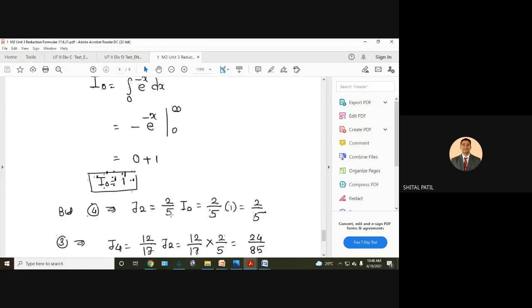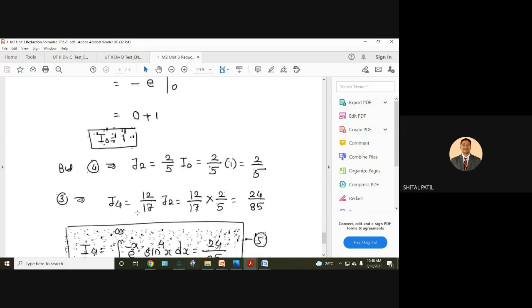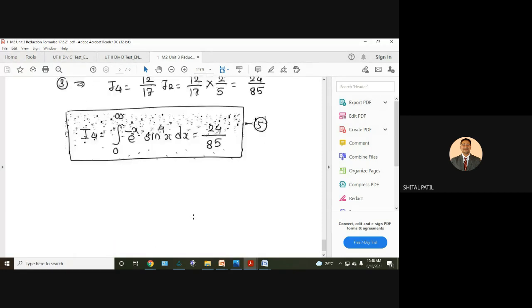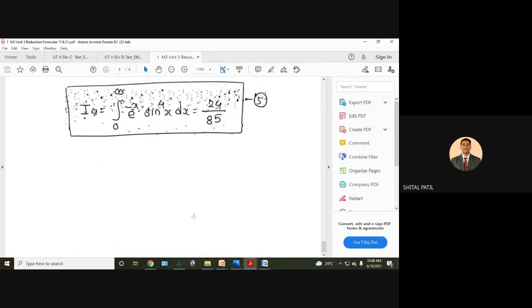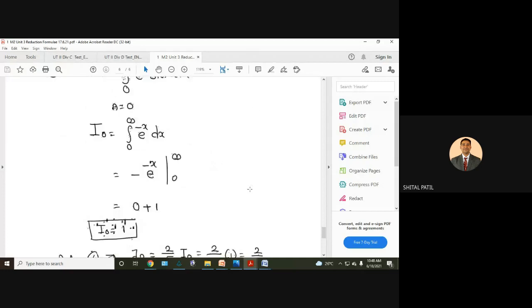Then by back substitution, we started with the last equation, that is equation number 4. I2 equal to 2 by 5 I0. We obtain I2 equal to 2 by 5. Then to find I4, we use equation number 3, that is 12 by 17 I2. 12 by 17 into 2 by 5, 24 by 85 is the required answer. This is the procedure to find the reduction formulas.